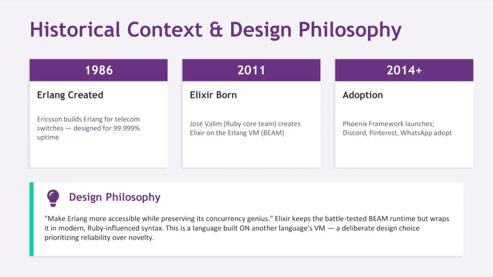By 2014 and beyond, the ecosystem took off. The Phoenix web framework launched, and companies like Discord, Pinterest, and WhatsApp started adopting Elixir at scale. The key design philosophy is this: Elixir is not just on Erlang's VM, it is a deliberate choice about being there. Valim chose reliability and concurrency over novelty, and that choice shapes everything we're about to discuss.